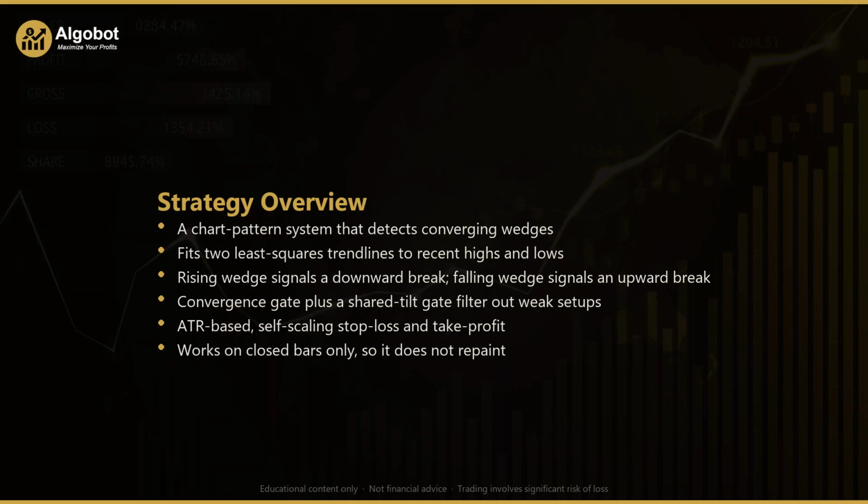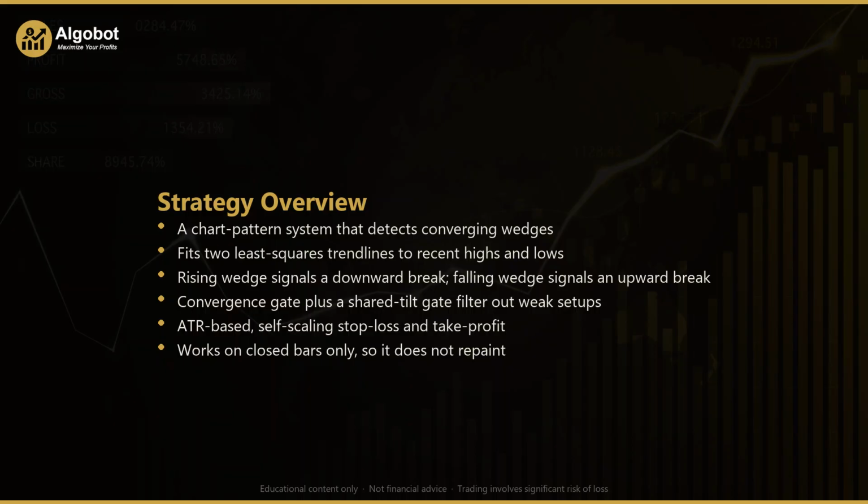Wedge Convergence Breakout is a pure chart pattern expert advisor. Rather than relying on a momentum indicator, it reads the shape of the market directly by fitting two straight lines to price. One line is a least squares trend line through the recent bar highs, and the other runs through the recent bar lows. Together, those two lines describe a channel, and the strategy is looking for a very specific shape within that channel, a wedge.